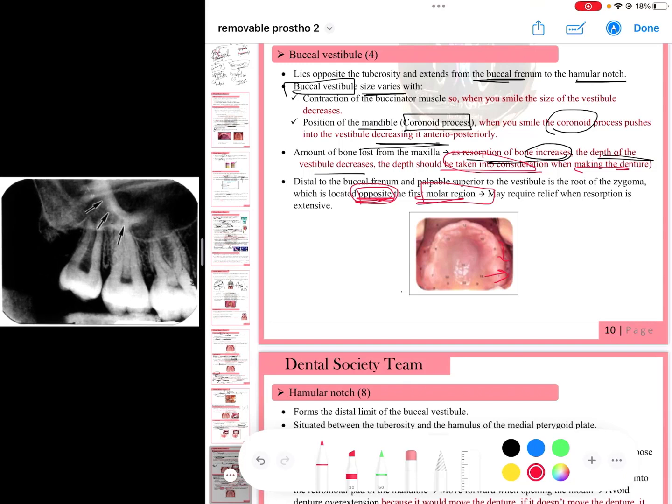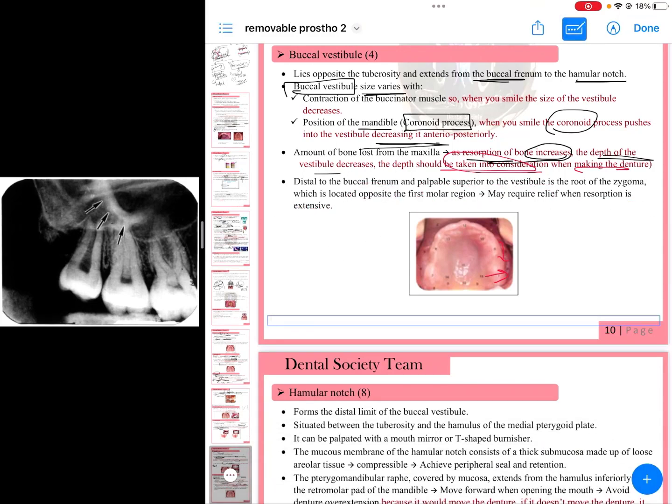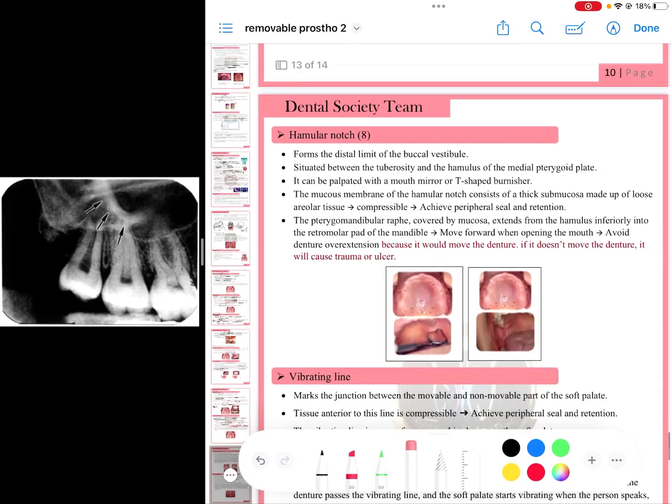Now the zygoma, as you see here, is far away from the teeth, but when the teeth are extracted and resorption happens, it will become very close. So when extensive resorption happens, we need to do relief. Okay, so for example, again, here are the teeth, and here is, for example, the zygoma. So they are far away. But when these teeth are extracted, then the zygoma will become near the ridge. So if extensive resorption happens, like this, it will become next to it. So we have to do relief, because it is bone.